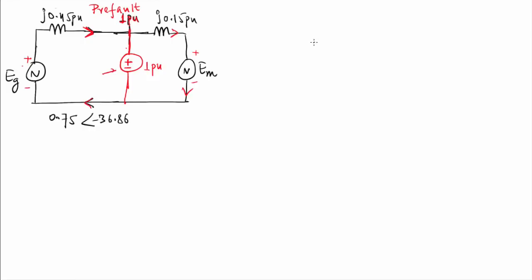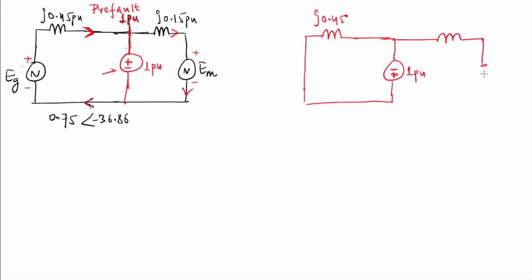Now see the second diagram. How am I making the second diagram? I am short circuiting this EG, and only there will be some reactance J 0.45, and this will be my opposite polarity having the same value, 1 per unit. I am short circuiting the EMF of the motor also. This is my J 0.15. So these two reactance diagrams I made.